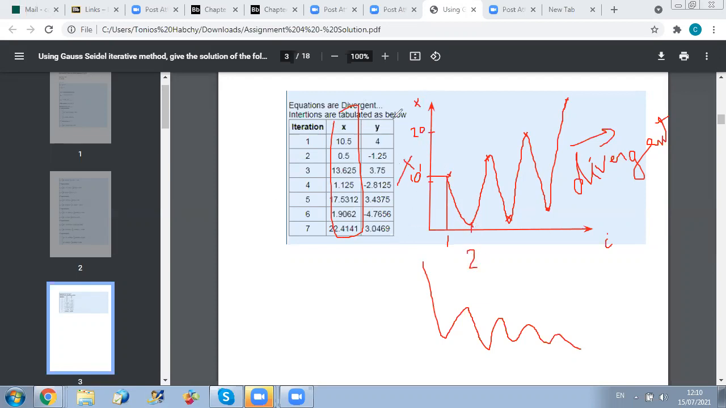Also, if you look at y, it's also an oscillatory behavior, but it's more dominant for x. So whenever one of the two is divergent, this means that the solution is divergent. Okay?